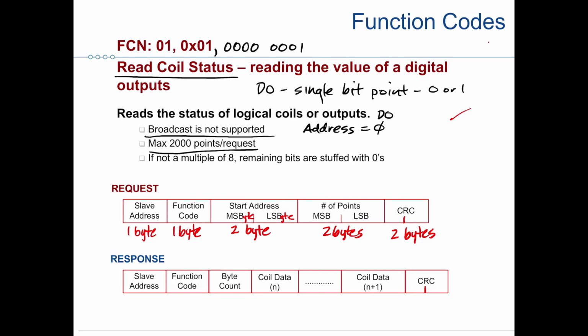So we can confidently say that when it comes to the request, we only have 1, 2, 3, 4, 5, 6, 7, 8 bytes of data for the request. But when it comes to the response, it's going to be variable in size because of the number of points that are asked for.